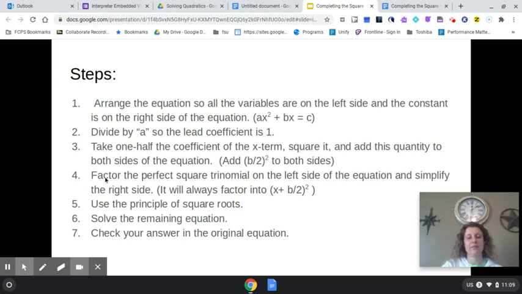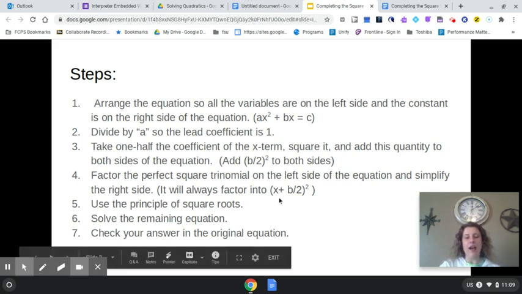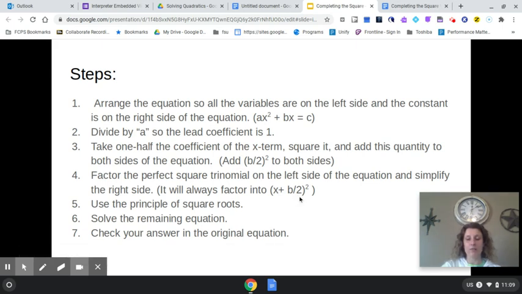Step number 4, we're going to factor the perfect square trinomial that we've made on the left side and simplify the right side of the equation. The left side is always going to factor into the form x plus b halves squared. Now, you can also use the AC method that we've talked about in previous lessons to factor that left side if for some reason you don't remember the pattern.